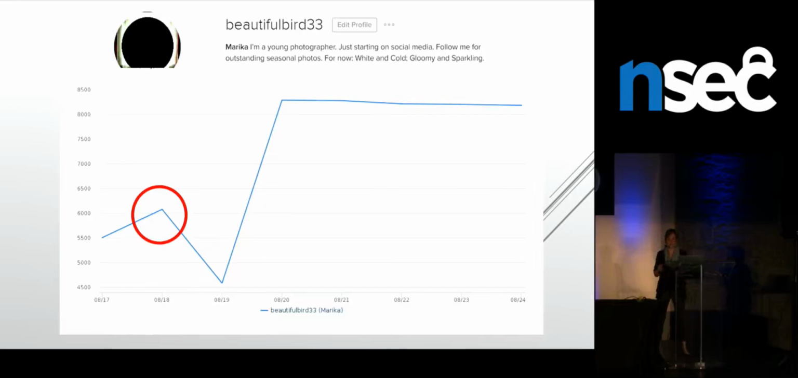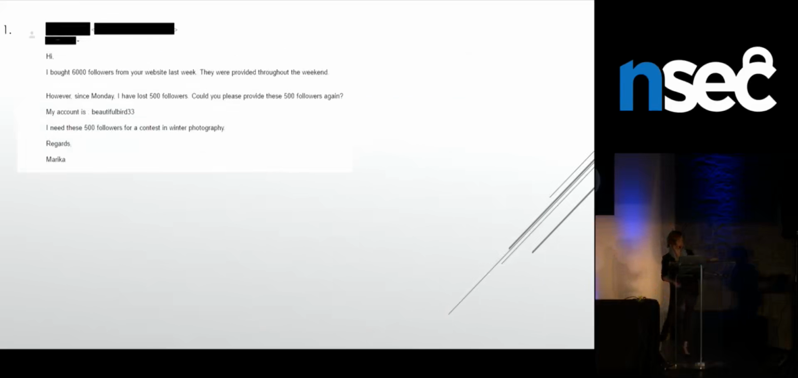And the whole idea was, well, we want to see it in our traffic, so we want to have as many followers as we can. So I wrote to the email address being like, well, I bought 6,000 followers from your website last week. They were provided to me throughout the weekend. However, since Monday, I have lost 500. At that time, it was that. Then it was more afterwards. Could you please provide them to me again?